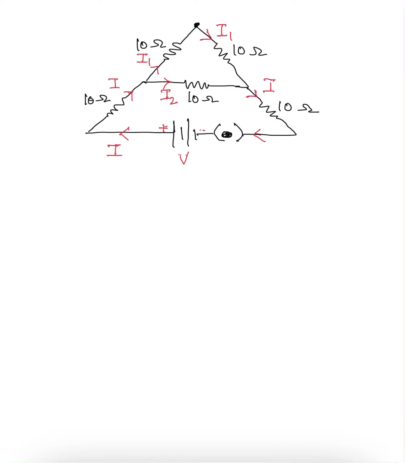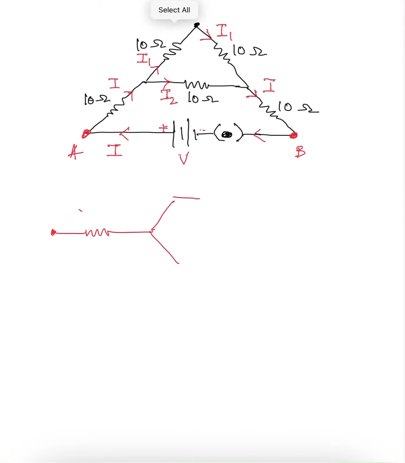So you can simplify this circuit. Suppose this is our start terminal A and this is our end terminal, suppose B. Let us start from A, 10 ohm. Now this is branching off into two, so we will take two branches.